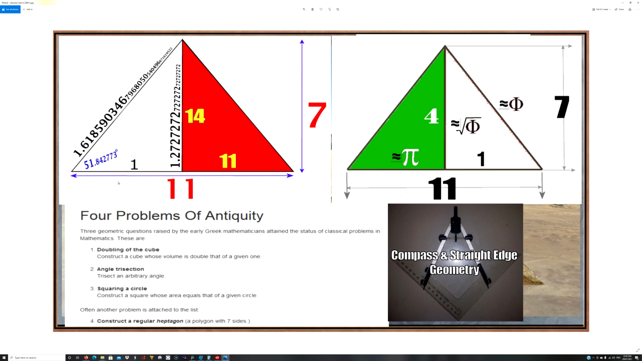Now, what they call the 4 problems of antiquity: doubling the cube, construct a cube whose volume is double that of a given one. Well, the volume of the inside of the sarcophagus in the Great Pyramid is half the volume of the outside of it.